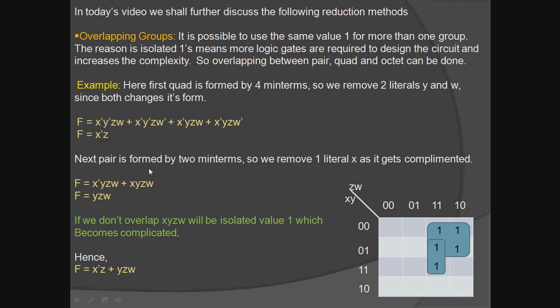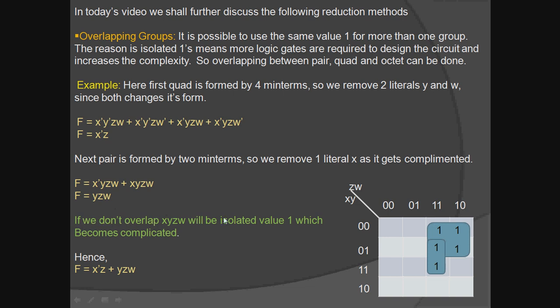Now the next pair is formed by two min terms, so we remove one literal, x, as it gets complemented. That is this pairing, which is x complement y z w, and then again here x y z w, which is this one. Here in pairs one variable gets removed, which is x, because x changes from 1 to 0 or 0 to 1, so that's why it gets removed. So now we have y z w, right?